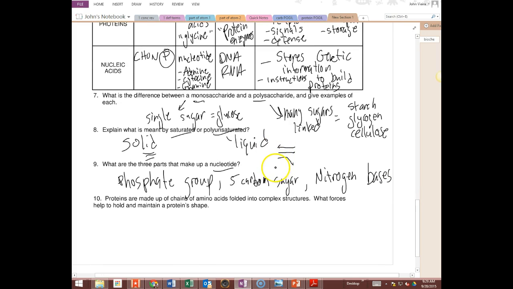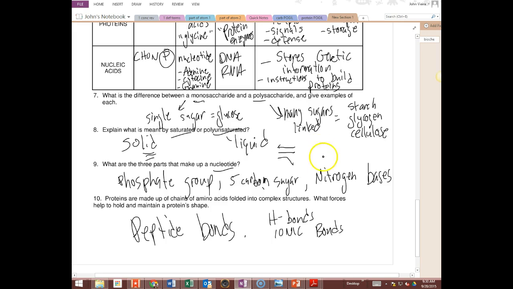Proteins are made up of chains of amino acids. What forces help to hold and maintain a protein's shape? Well, in this class, I really want you to know the main bond that holds amino acids together. What's that? Peptide bonds. Are there other forces? Yeah, we have hydrogen bonds. We have ionic bonds. We have nonpolar interactions, but really the main one that I want you to know is the peptide bond.